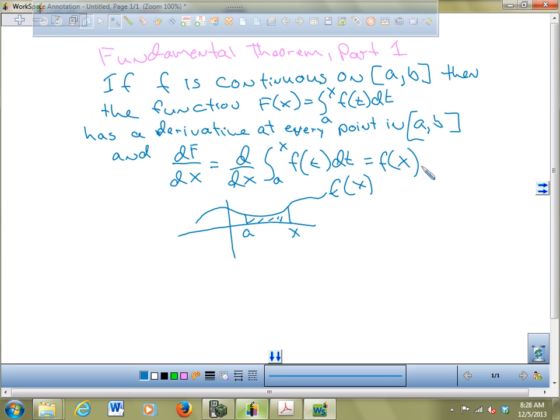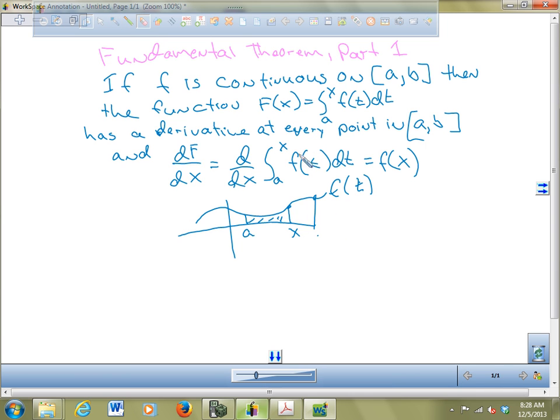Yes, sir? Did you say that one is f of t? Because you marked it as f of x. Oh, yeah, that should really be f of t. Okay. Yes, f of t. Yeah, and then when I plug in x, then I get out the value of the integral at that point x, right? And that value changes depending on where I go for x.